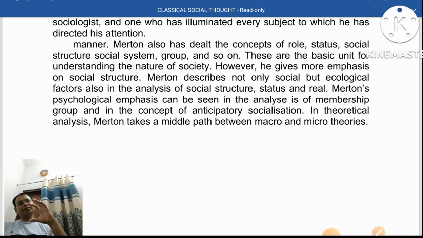Merton says that every result in the society comes from social structure. Social structure has means and goals, and it depends upon the means and goals and the social structure how the individual plays a role in society, how the status would be, how the social structure would be, how the system would be, how the institution would be, how the goal would be. All depends upon social structure.